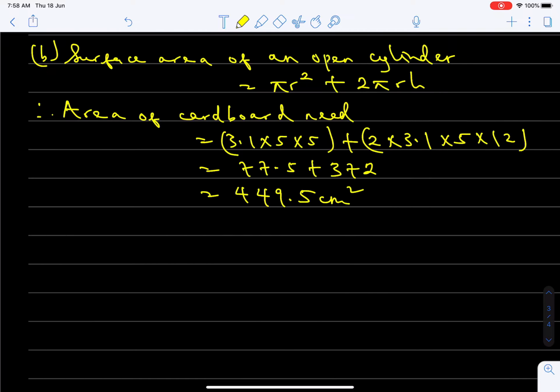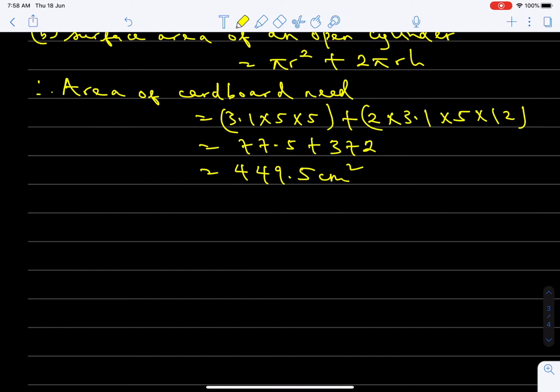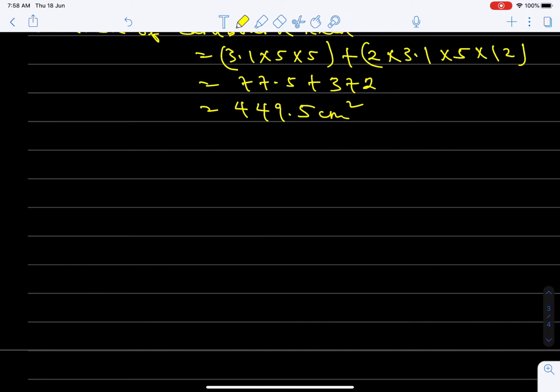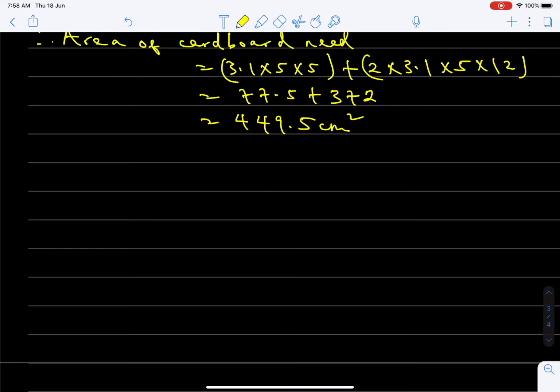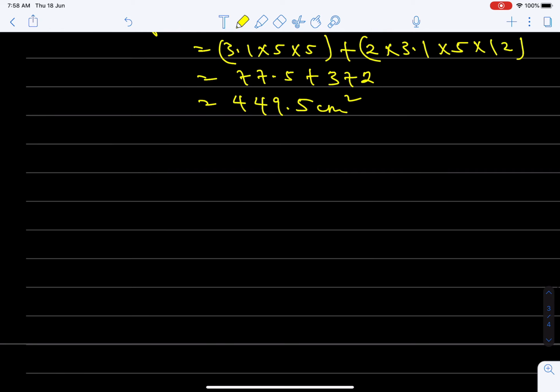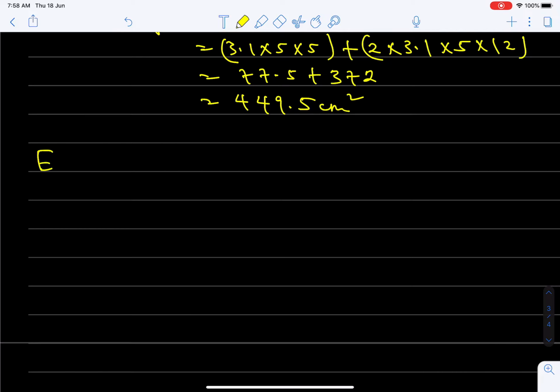centimeters squared. So if you are to find the surface area of a cylinder open at one end, the formula is going to be pi r squared plus 2 pi r h, and not 2 pi r squared plus 2 pi r h, as in the previous examples. Now, with that, I think we can take a very simple exercise.